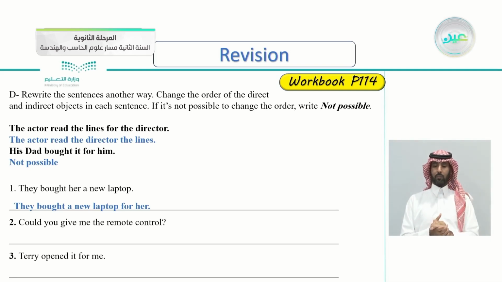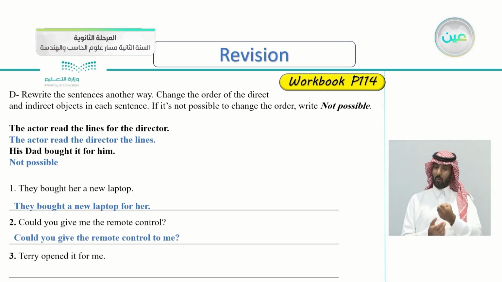Excellent. Number two, could you give me the remote control? So how do we change it? Okay, let's check together. Could you give the remote control to me? So me here is the indirect and the remote control is the direct. Number three, Terry opened it for me. Pay attention here. Terry opened it for me.